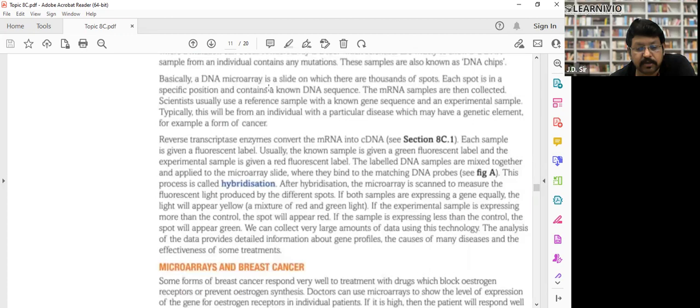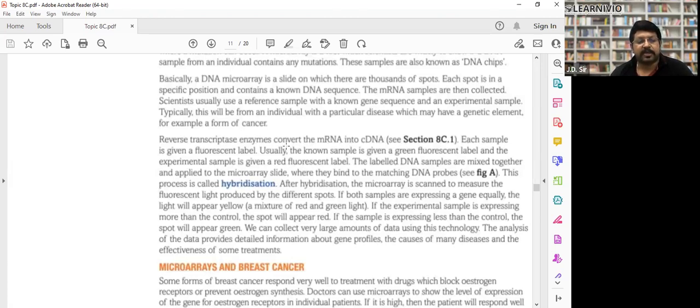Basically, a DNA microarray is a slide on which there are thousands of spots, each spot in a specific position and containing a known DNA sequence. The mRNA samples are then collected. Scientists usually use a reference sample with a known gene sequence and an experimental sample. Typically, this will be from an individual with a particular disease which may have a genetic element, for example a form of cancer, right? That is also a type of mutation.